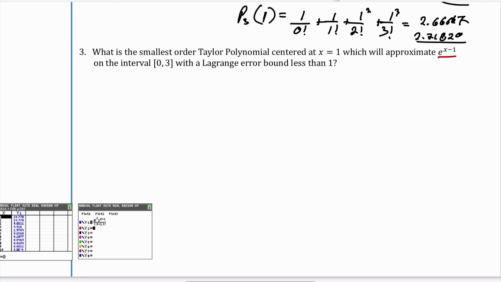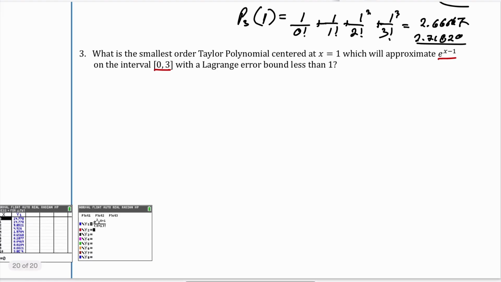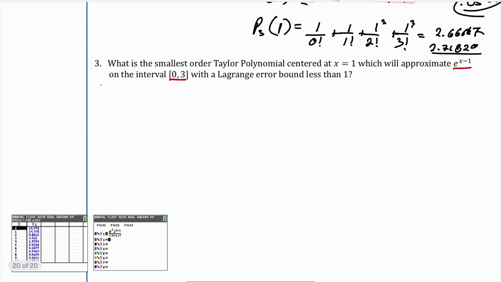All right, so it's on this interval. So there's your c and your x. Let's go ahead and see what we need here. I like to write down all my information. So c is going to be equal to 1. That's where it's centered. You know it's on the interval 0 to 3. We know that f of x is equal to e to the x minus 1.